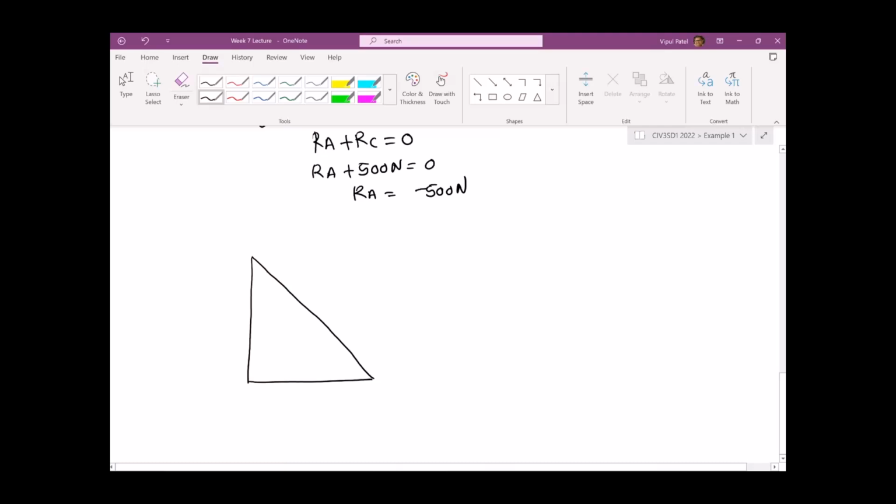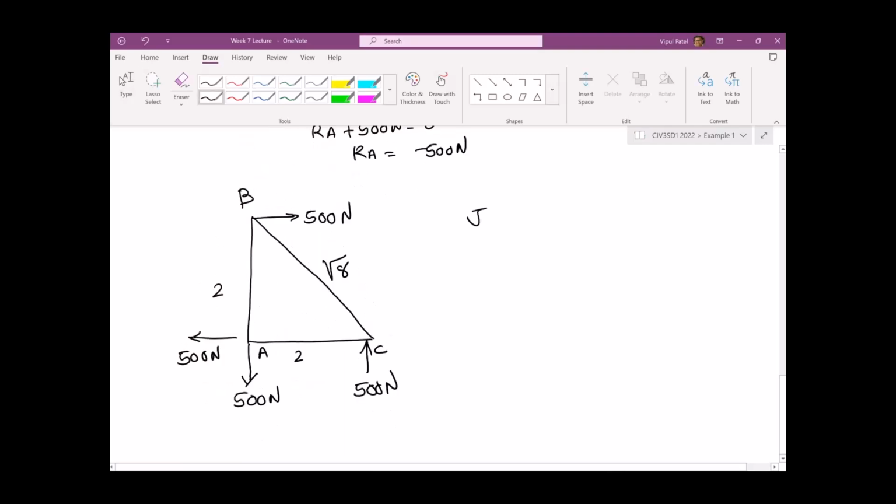Let me put it up. RA, 500 newtons going down because minus. This is 500 newtons, A, C, this is 500 newtons external force. B, and this is 500 newtons. This is 2 meters, 2 meters, and square root 8. So we can use the joint method to calculate the internal forces.